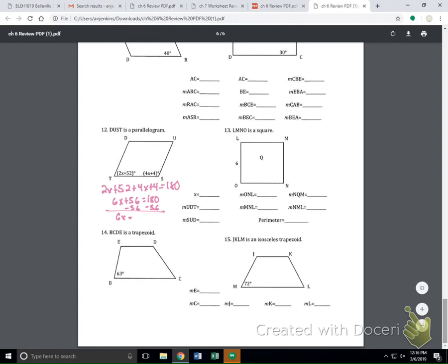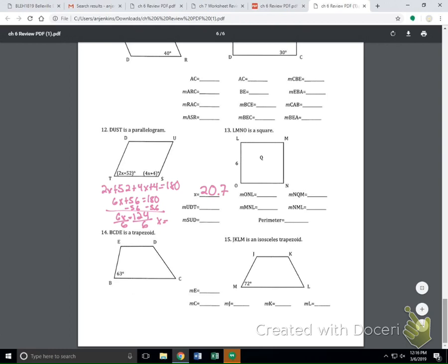I got 124 as well. Yep. So we're going to divide by 6 and see what we get. X equals... Hold up. I got a decimal answer. 20.7. Yeah, I put 20.7.